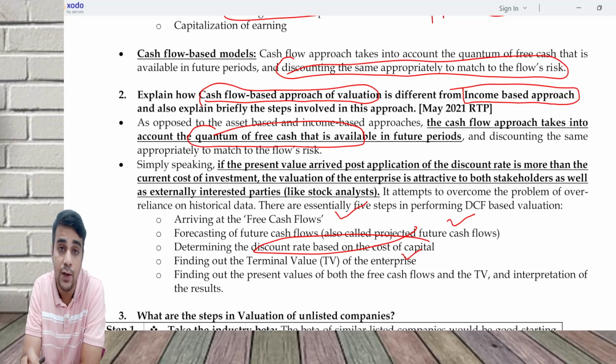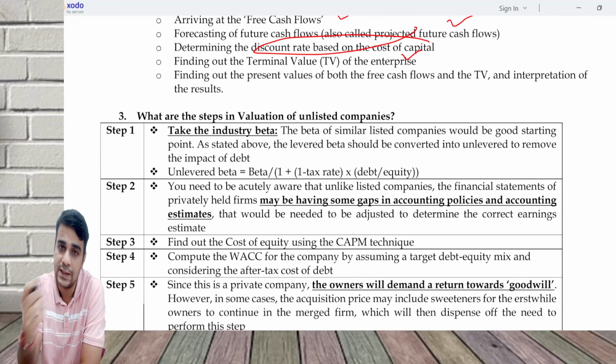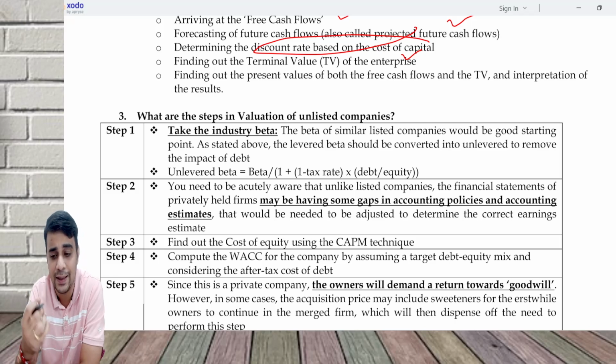What are steps in valuation of unlisted companies? Now, listed companies, because it is in the marketplace, I can do comparison easily with others in the industry, or I also can get a market value for that entity. For an unlisted company, we do not have market value. So how do we go about valuing an unlisted company?